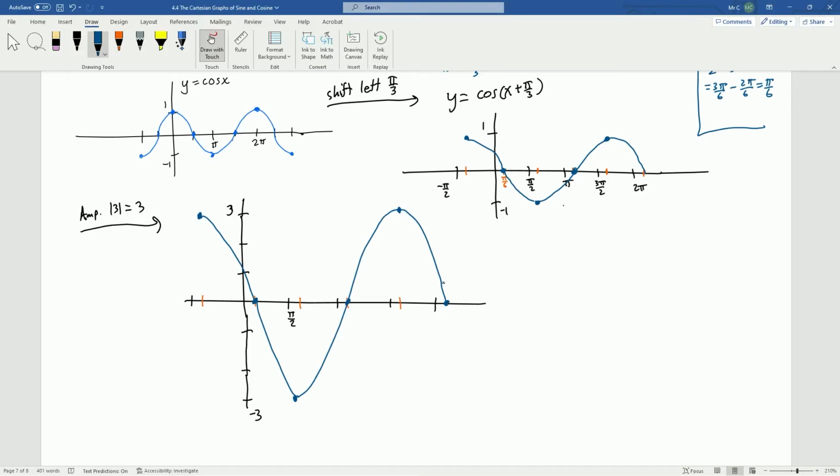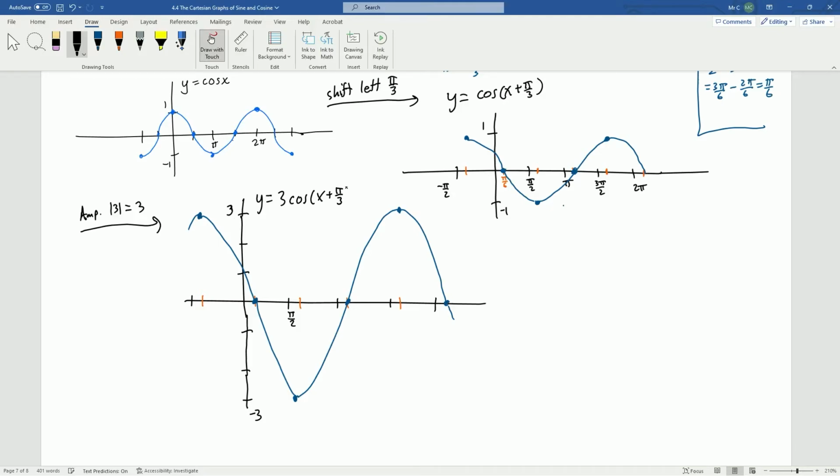All right, the picture doesn't have to be perfect. It just has to be good enough to interpret the information from it. And of course, these graphs just keep going on forever and ever. Okay, so that's that transformation. That gets us to our final form of the graph, which is y equals 3 cosine of x plus pi over 3.